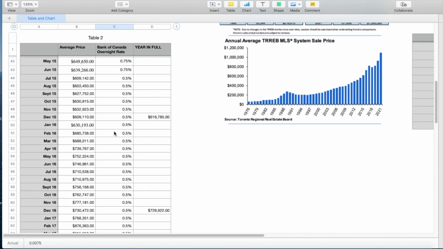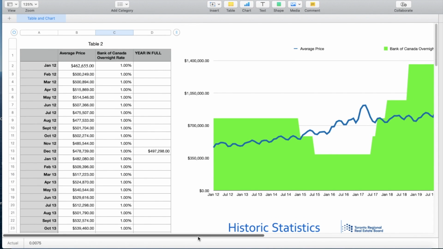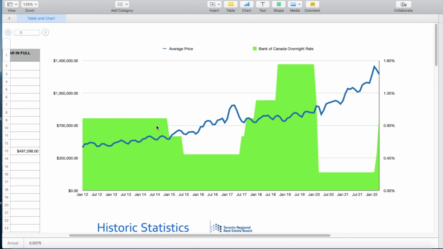And then with all of this data, I've put it into a nice little chart so you can see the relationship, all right? So the blue line is the average price and the green lines are the interest rate, the overnight interest rate. So as you can see, starting from January of 2012, prices were doing their normal seasonal trend, but they were going up slowly. This was a more balanced market. The interest rate was stable at 1%.